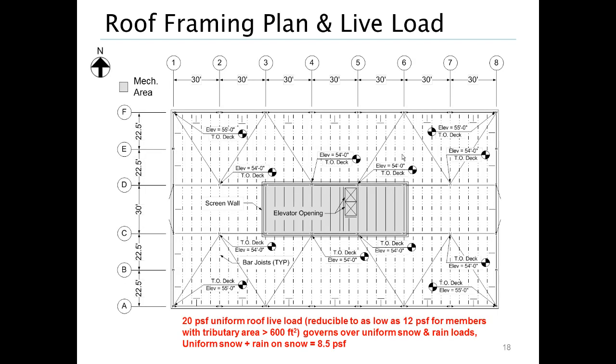If we move on to look at some floor plans, here's the roof plan showing live loads on the roof. We've got a mechanical area that's shaded in gray in the middle of the building, and other than that, we've got a 20 pounds per square foot uniform live load that would govern in comparing to the other roof live loads. But we're going to focus on the main earthquake load combination number 5 in some of the calculations, and so we're going to use the uniform snow plus rain on snow load of 8.5 psf for everything in that load combination.